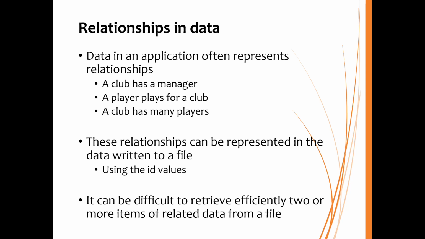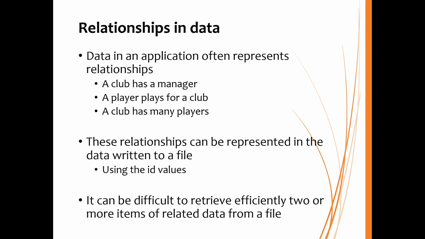So the first thing we need to think about is the data and relationships between the data. Often data will have relationships between different sets of data. For example, a club will have a manager. A player will play for a club, and a club has many players. So we've got information about a club, maybe its name, address, that sort of thing. We'll have information about a manager, his or her name and address and telephone number and so on. And we want to form a relationship between those two entities, the club entity and the player entity.